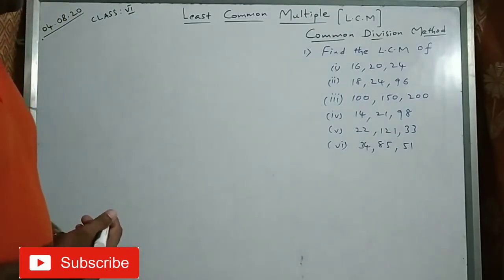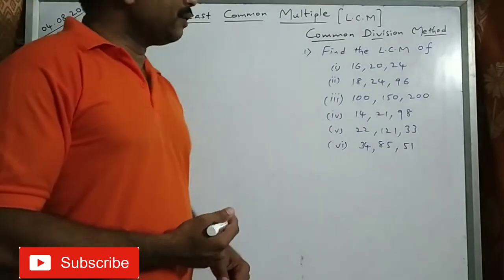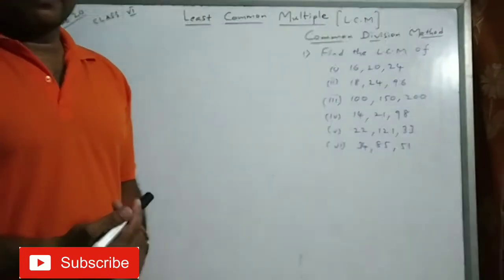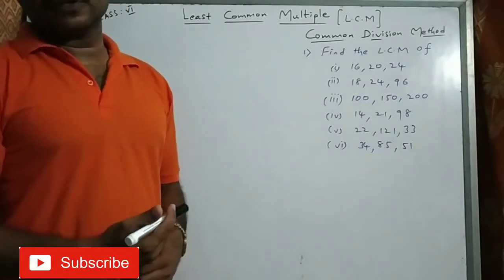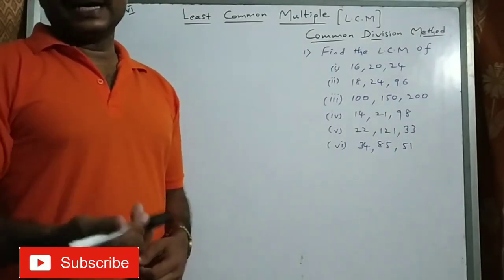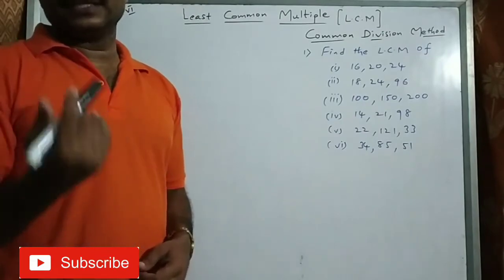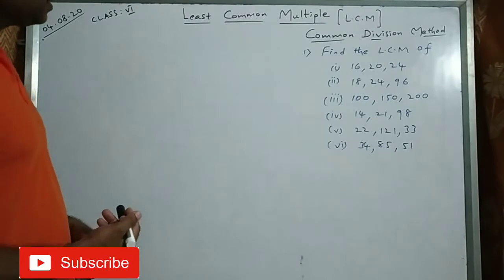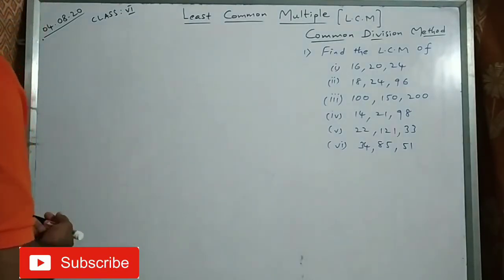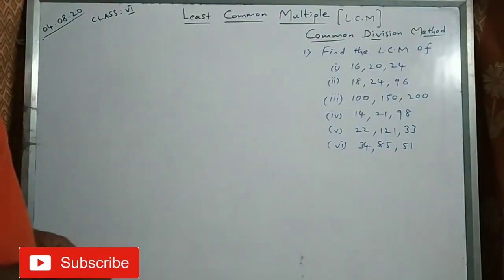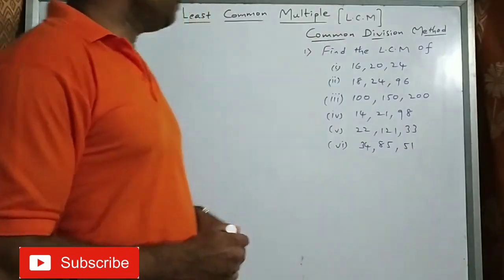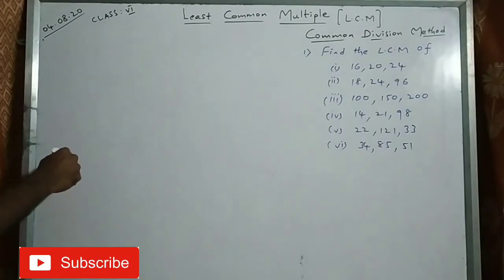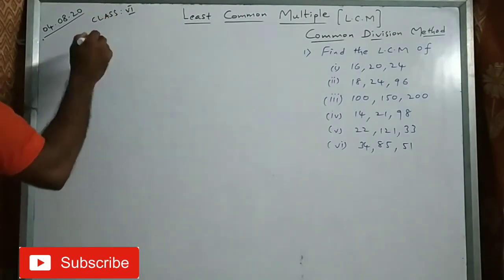Okay, so least common multiple, what is meant by multiple? For example, take a number 5. What are the multiples of 5? 5, 10, 15, 20, 25, 30, 35, 40, 45, those are all multiples of 5. Okay, so let us see the first method, common division method, how to find the LCM, least common multiple, by common division method.